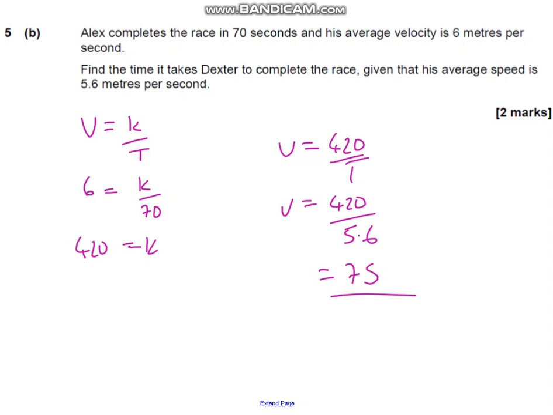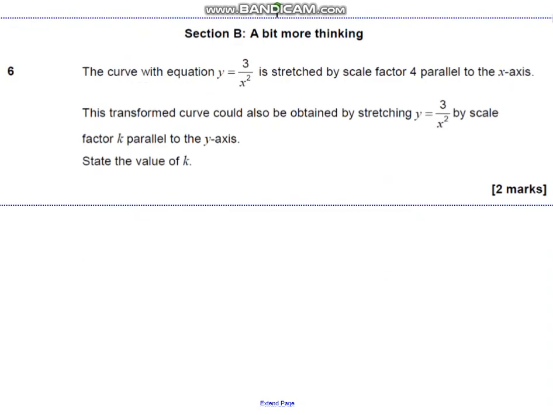Okay, on we go. Question 6, so on to the ones with a bit more thinking here. If y is equal to 3 over x squared, stretch with scale factor 4 parallel to the x-axis. So when it's a stretch parallel to the x-axis, what we're going to have to do is take our x and replace x with, it's a scale factor of 4, so we replace x with a quarter x.